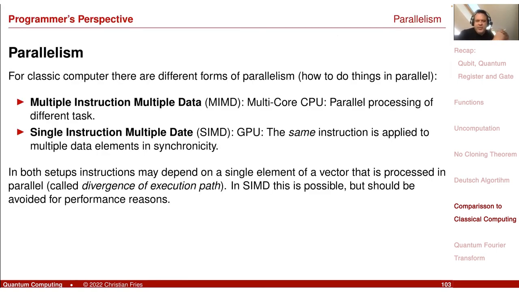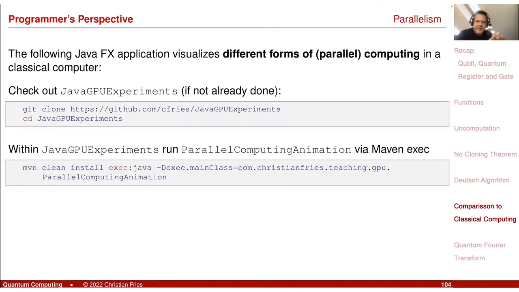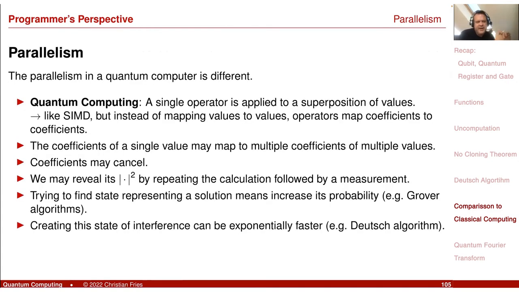I mean, in a classical computer, you can distinguish between multiple instruction, multiple data. So a multi-core CPU can run several independent threads. And then you have single instruction, multiple data, like in a graphics card. So you have the same operation operating on a vector in parallel, in synchronicity. In both setups, instructions may depend on a single element of a vector. But you would like to avoid divergence of the execution path in single instruction, multiple data. This is the kind of parallelism you maybe know. People who have seen my GPU lecture know that you can run this little program to visualize the difference of these two different types of parallelism. Okay, not so of interest here.